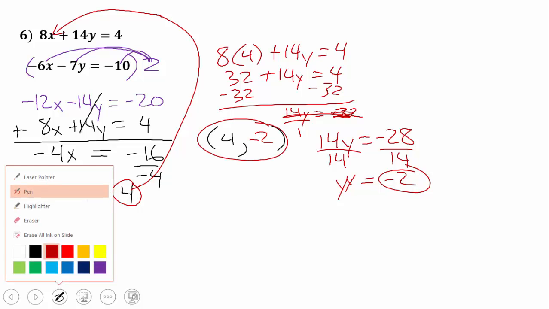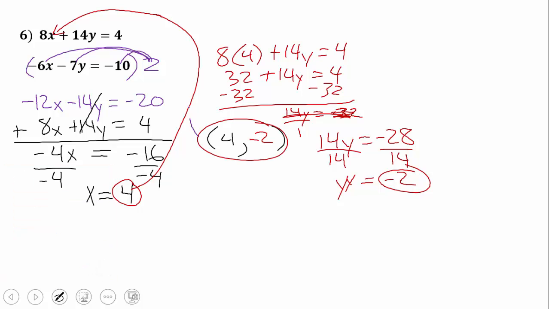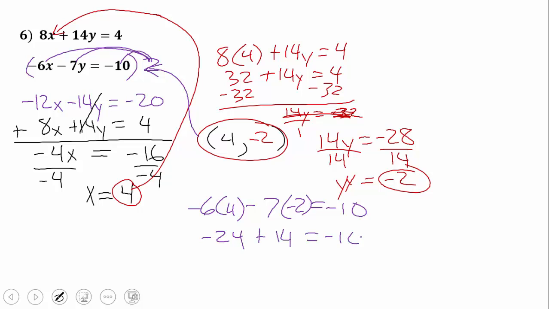And then I can take that ordered pair solution, I can put it in the second equation, and I can say negative 6 times 4 minus 7 times a negative 2 is equal to negative 10. Negative 24 plus 14 equals a negative 10, and that is absolutely true, that negative 10 equals negative 10.